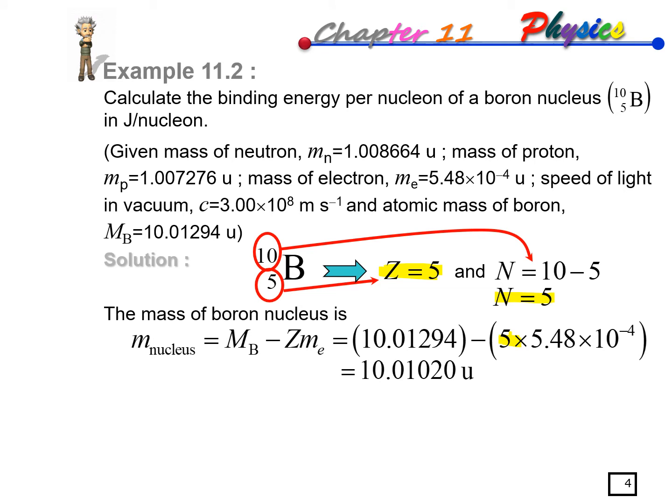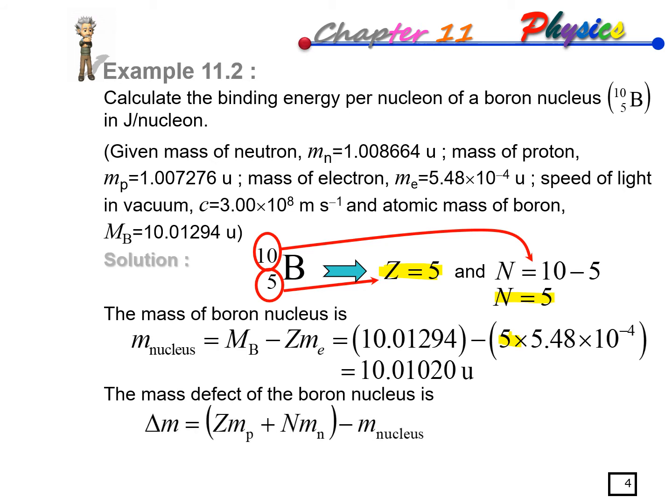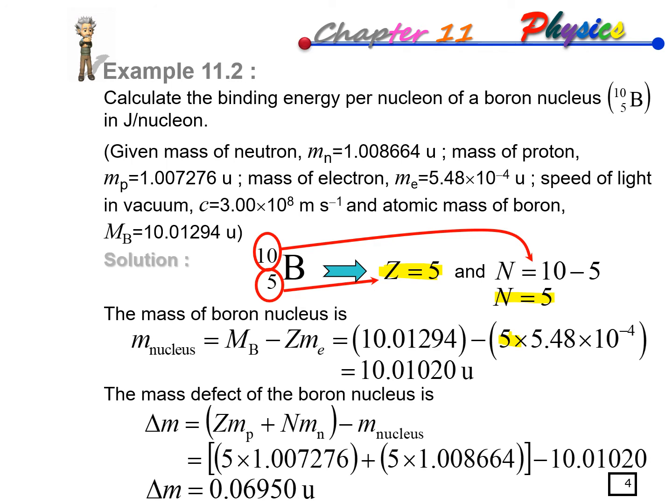So you end up with the mass of the nucleus. And then for the mass defect, the number of protons times the mass of proton, add the number of neutrons times the mass of neutron, and then minus the mass of the nucleus. So you end up with the mass defect for the nucleus.